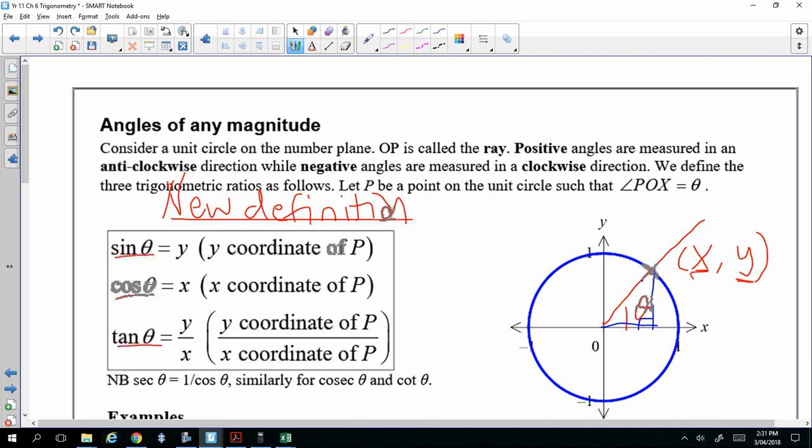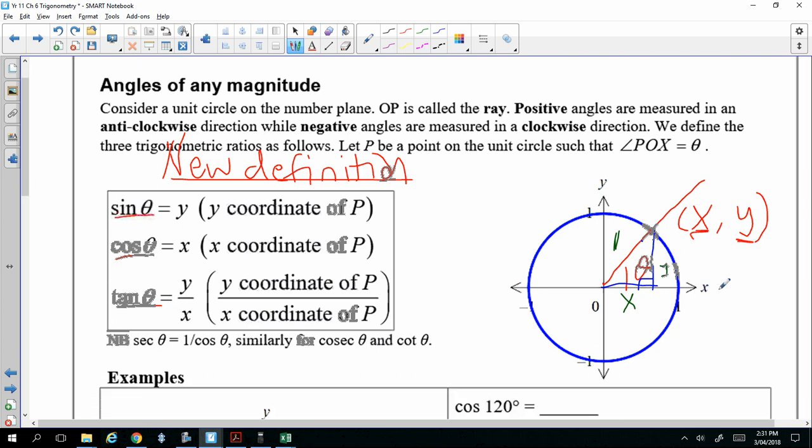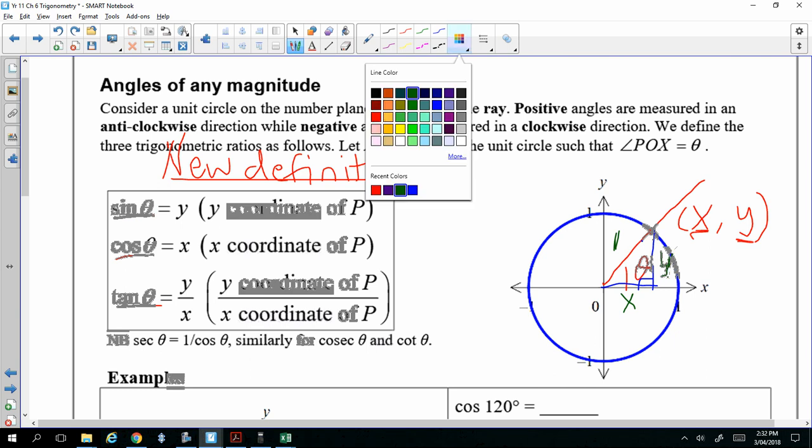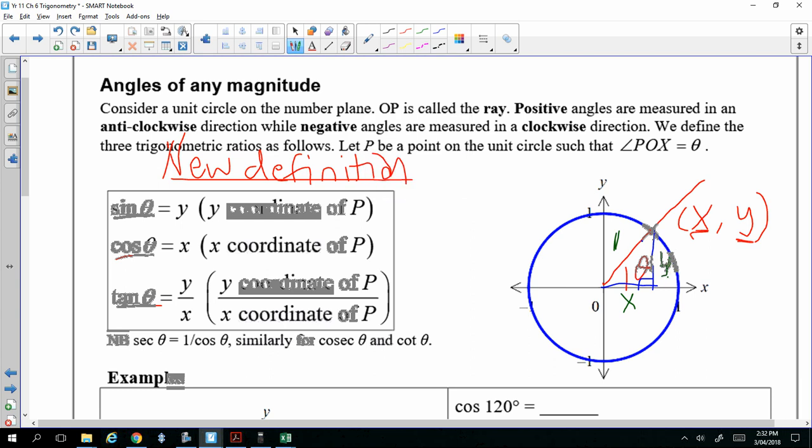So if I use our old definition, SOHCAHTOA, sine is opposite over hypotenuse. On this triangle, that's y over 1, which is just y. That's why we call sine theta y. And cos theta is x over 1, adjacent over hypotenuse, which is x. And tan is opposite over adjacent, which is y over x. So that's how we come to this new definition.